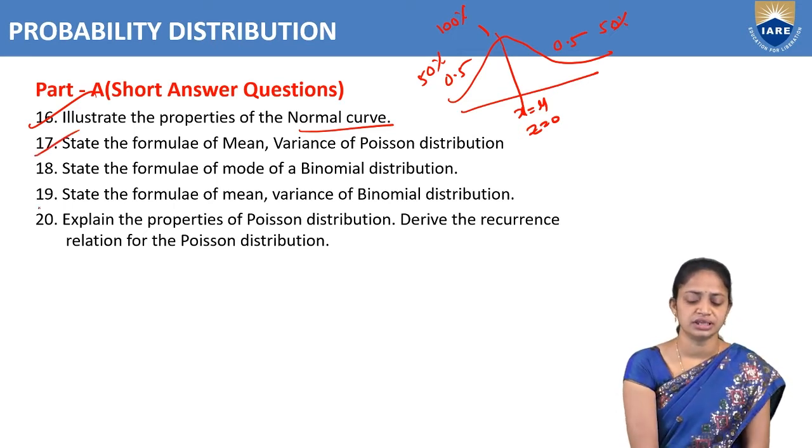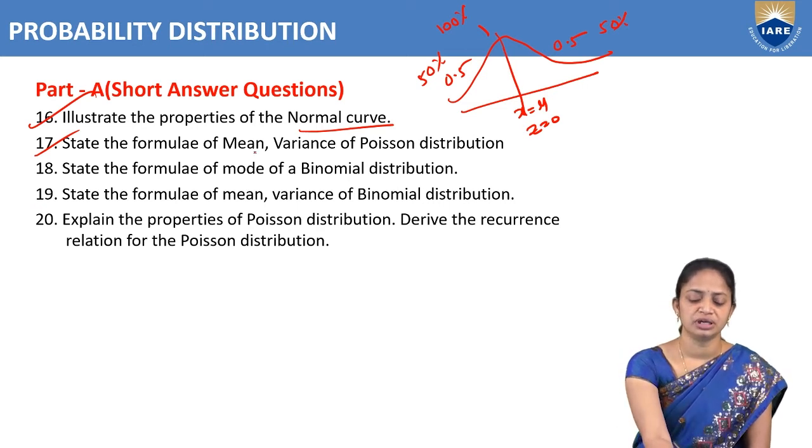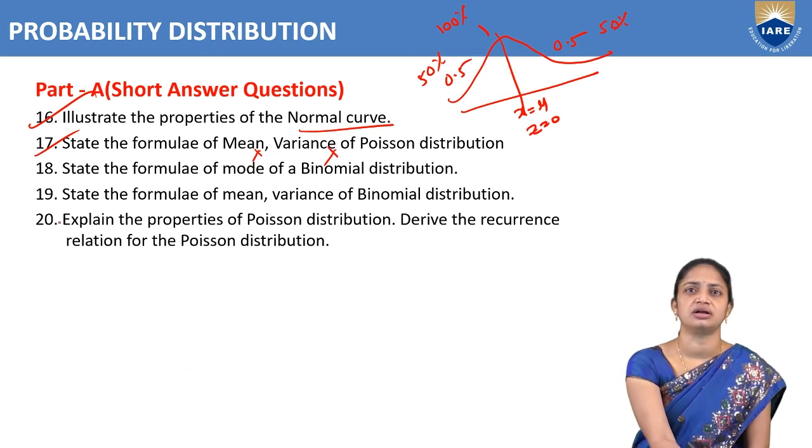Next, state the formula for the mean and variance of the Poisson distribution. The mean of the Poisson distribution is lambda and the variance of the Poisson distribution is also lambda.